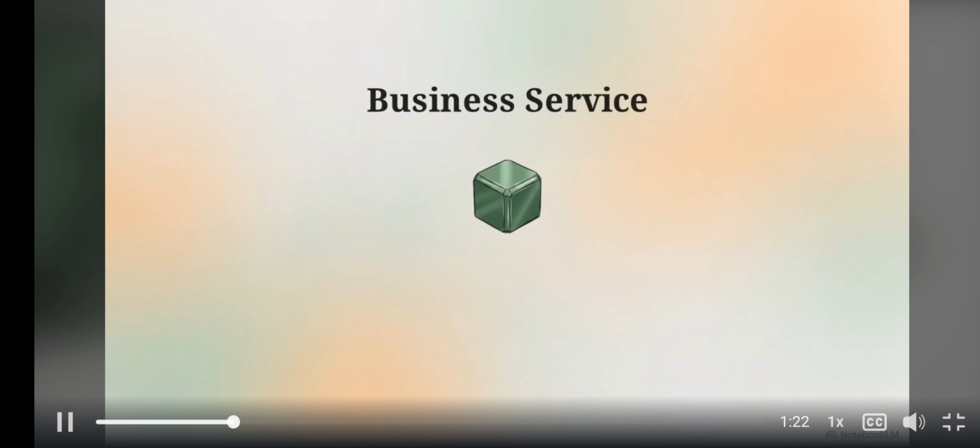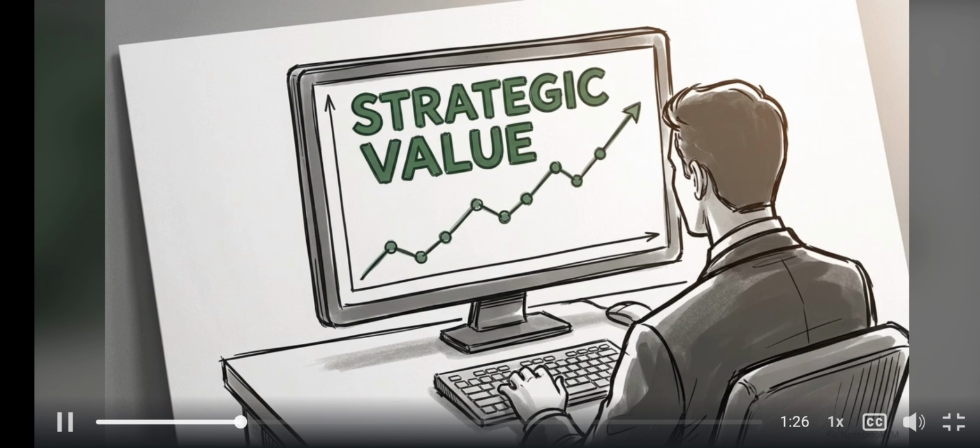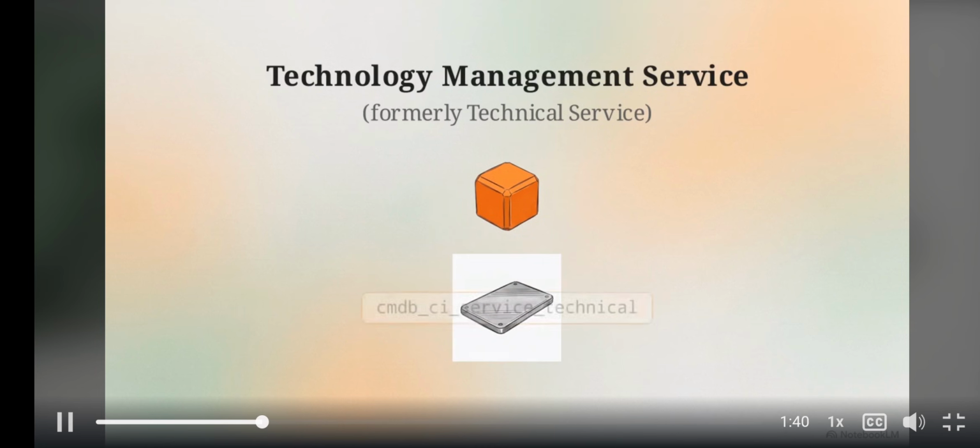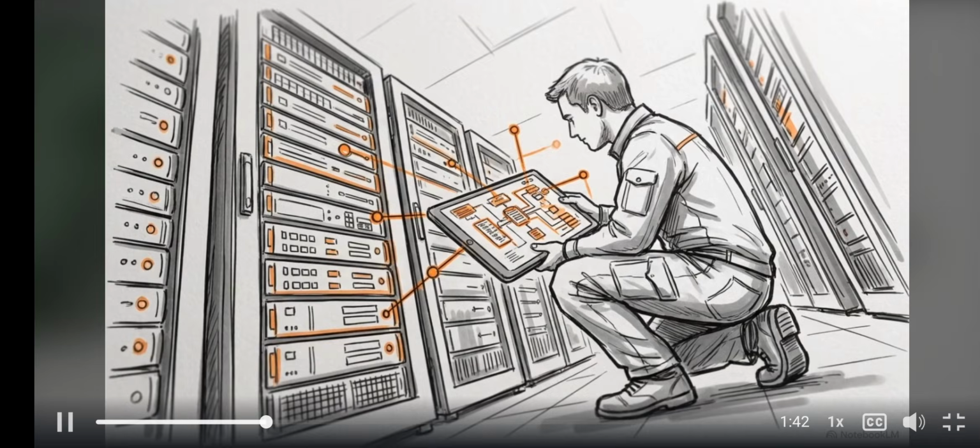First, the business service, which resides on the cmdb_ci_service_business table. These are published to business users, underpin business capabilities, and represent strategic value, the what the customer sees. Then we have the technology management service, formerly called the technical service, on the cmdb_ci_service_technical table. These are published to IT service owners to provide administrative and operational functions. They are strictly provider-focused. Connecting them is the service offering, sitting on the service_offering table.